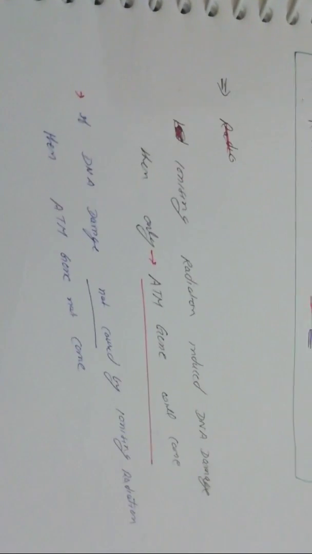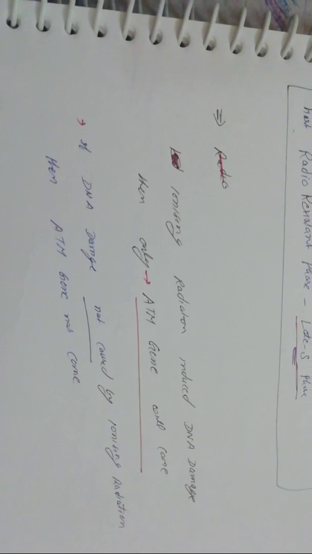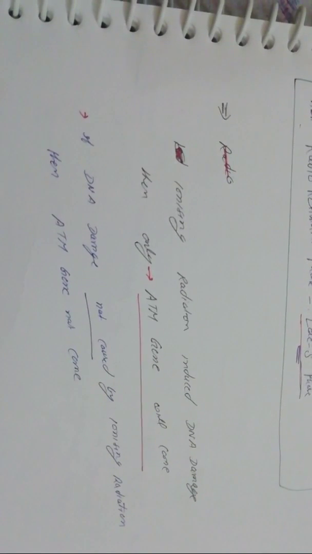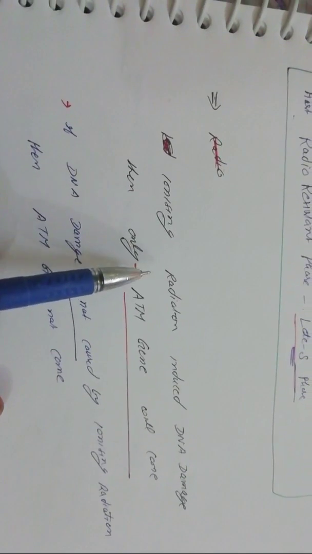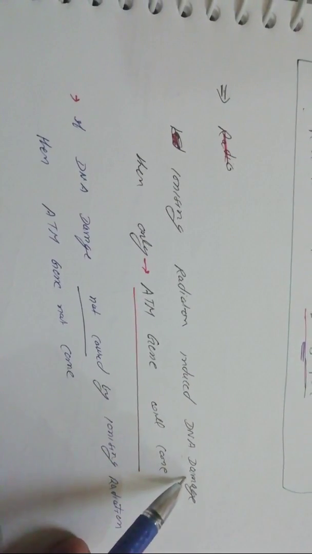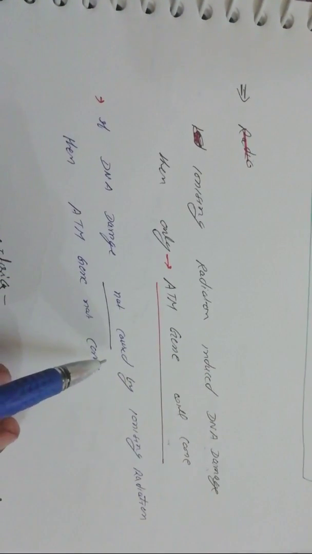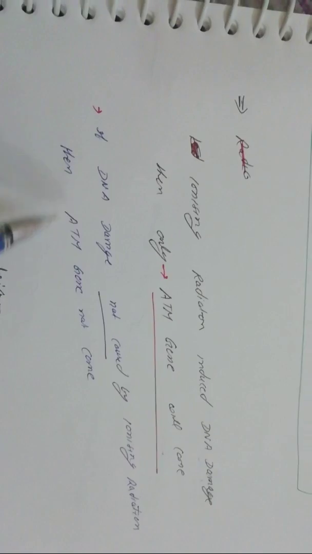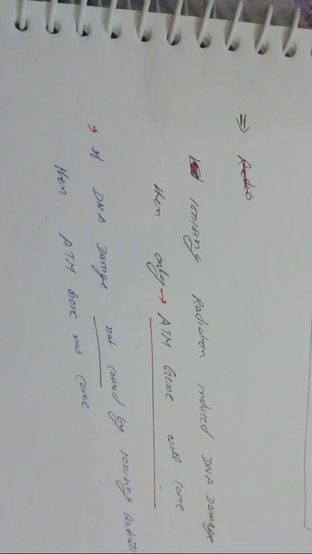And the next thing you have to understand, there is something known as ionizing radiation induced DNA damage. Then only the ATM gene will come. That means we need some ionizing radiation. Ionizing radiation can be a particle, can be X-ray, can be gamma. When they damage the DNA, then only the ATM gene will come. If the DNA damage is not caused by ionizing radiation, the ATM gene does not activate, right? So these are the basic concepts you have to understand here.